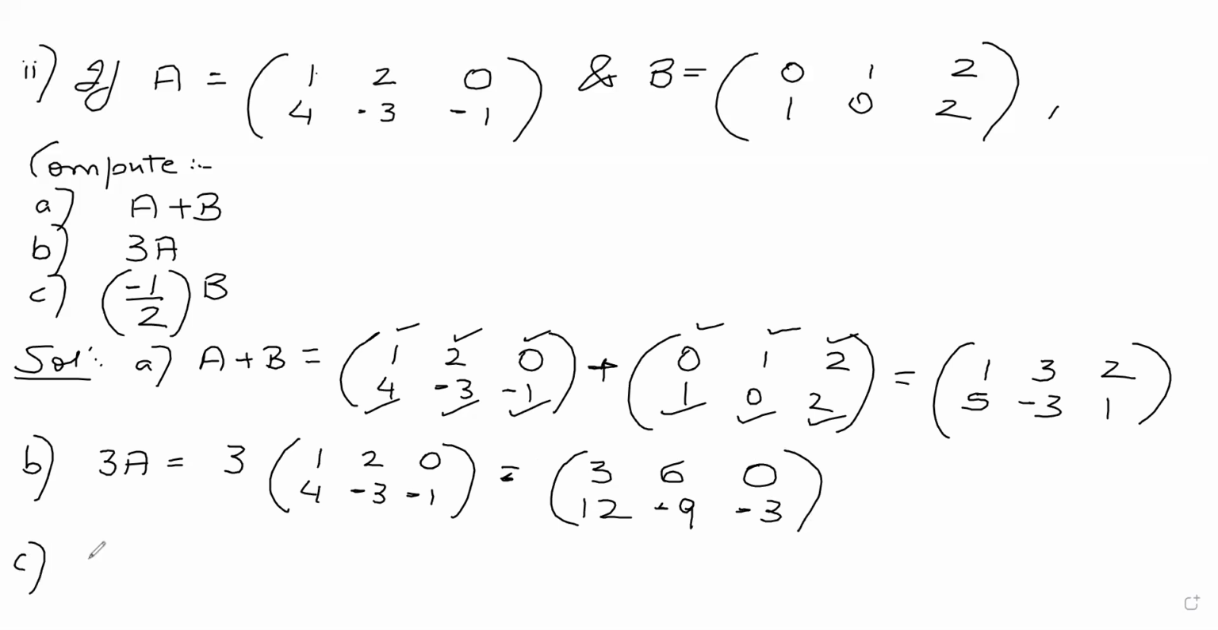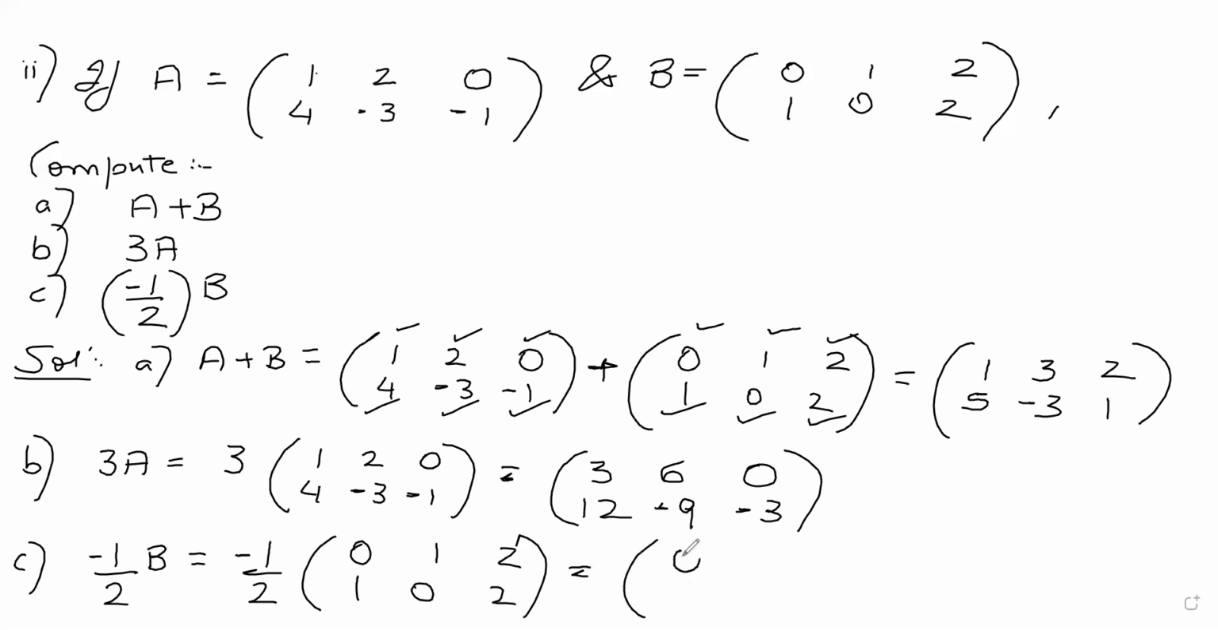And on similar lines, minus half into the matrix B will be minus half into what is the matrix B, guys? 0, 1, 2, 1, 0, 2. That means I multiply all the elements of matrix B by minus half. So I get 0. Minus half into 1, minus half into 2, minus 1, minus half into 1, minus half into 0, 0, minus half into 2, minus 1. Okay, so hoping all students have understood the second question as well.